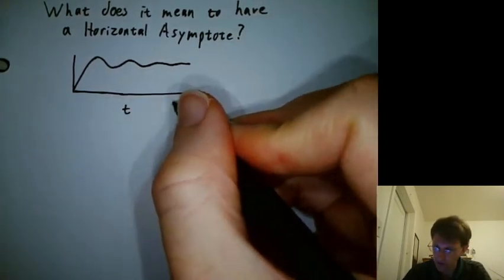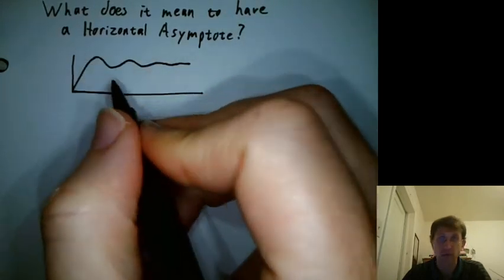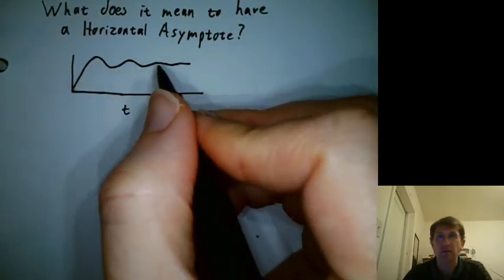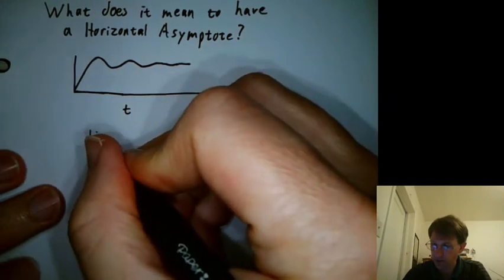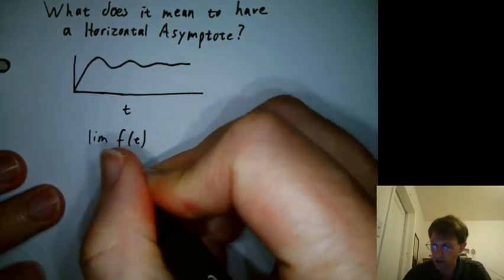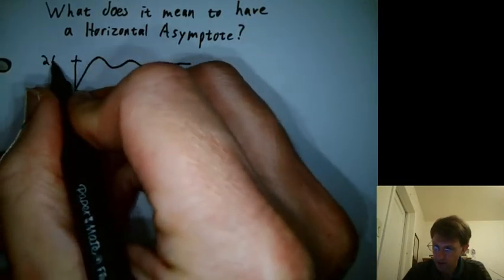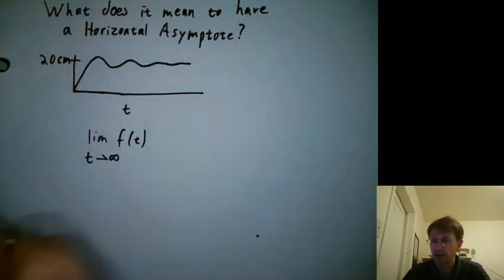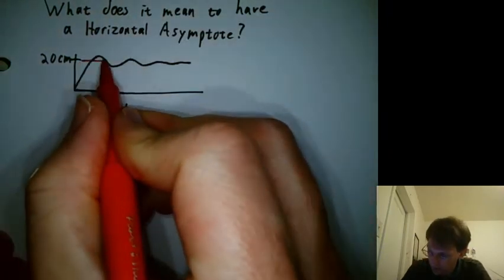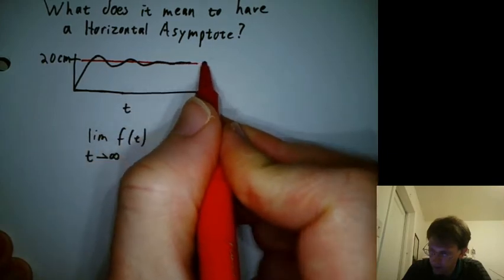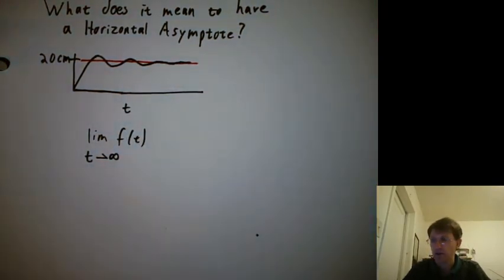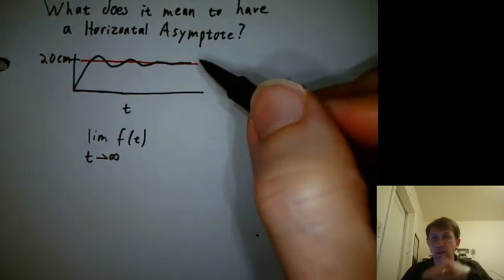So we had time going to infinity there. And would you say, what's the limit of f of t as t goes to infinity? It was kind of coming to rest around 20 centimeters. And let me draw this with another color here. It was kind of doing that, right? So in the long run, it would have entirely stopped wobbling and it would be at 20 centimeters.